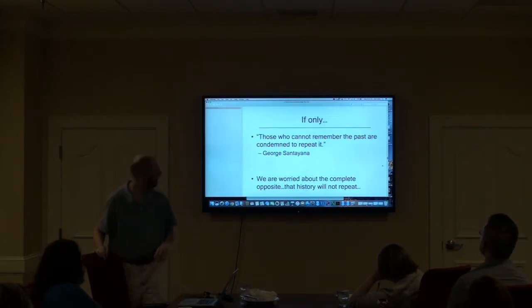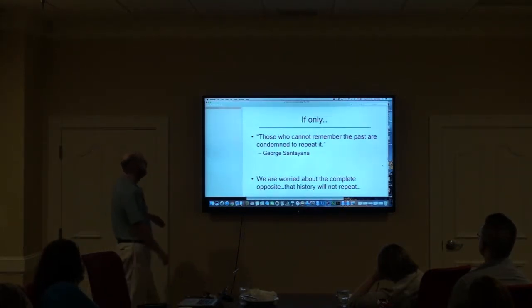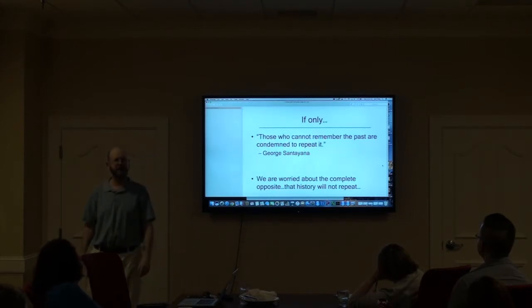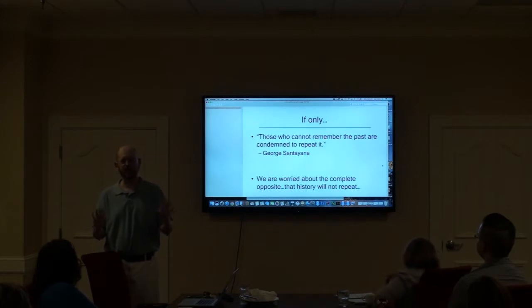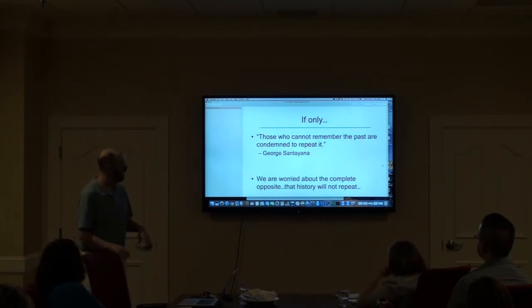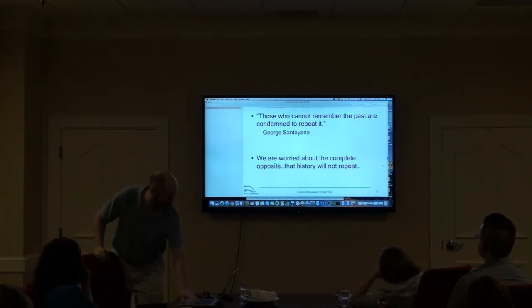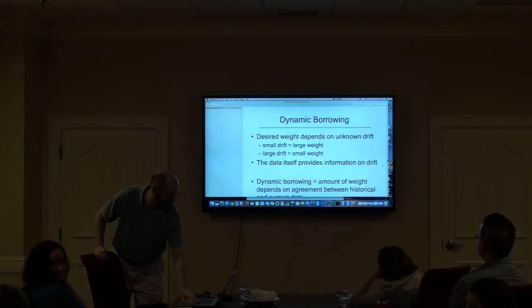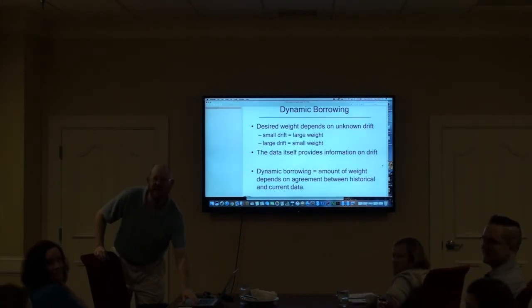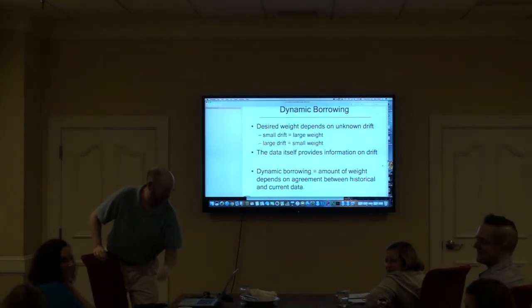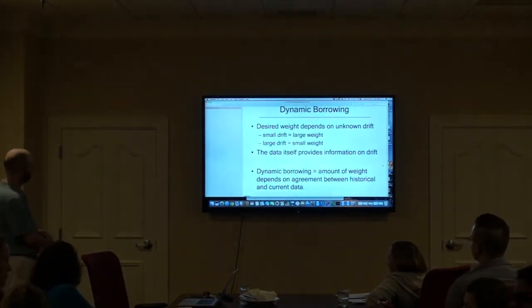Oh yeah, I love this kind of quote here. If you've ever seen this, "Those who cannot remember the past are condemned to repeat it," this is the exact opposite of what we're worried about. If with historical borrowing we could just say, yes, we will repeat the past no matter what, everything would be fantastic. We're effectively worried that history will not repeat. You need to quote Heraclitus. Which is that quote? You can't step into the same river twice. Ah, okay. That does make sense.